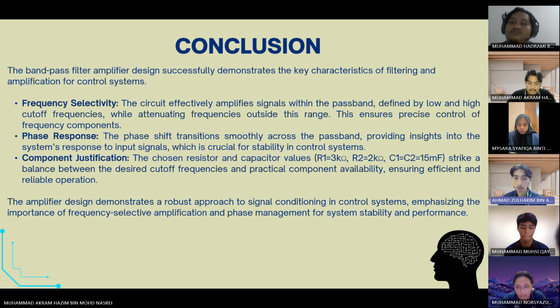Then the last is component justification, which is the chosen resistor and capacitor value, like R1 equal to 3 kilo ohm, R2 equal to 2 kilo ohm, and C1 equal to C2 equal to 15 millifarad. Strike a balance between the desired cutoff frequency and practical component availability, ensuring efficiency and reliable operation.